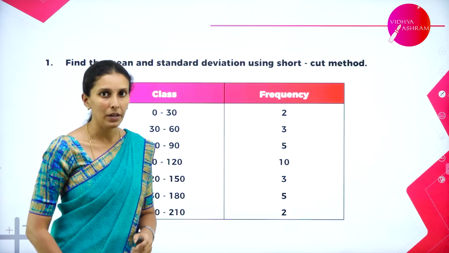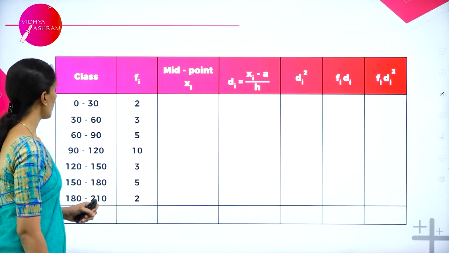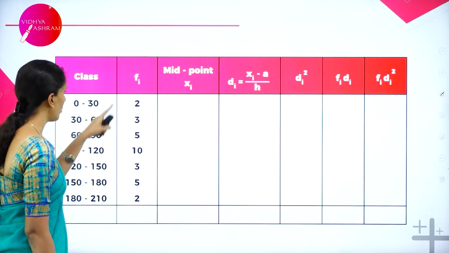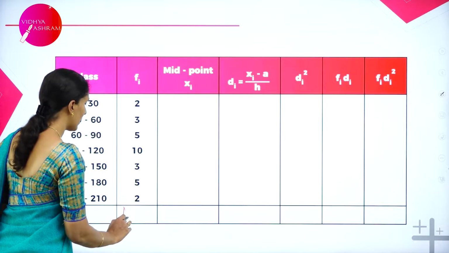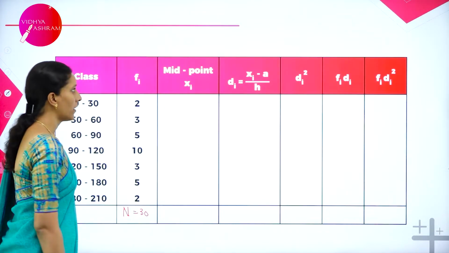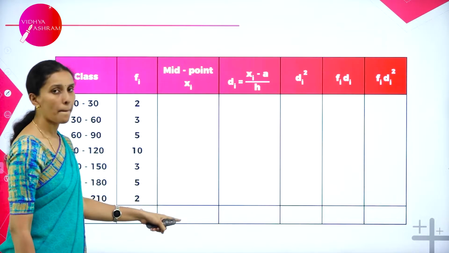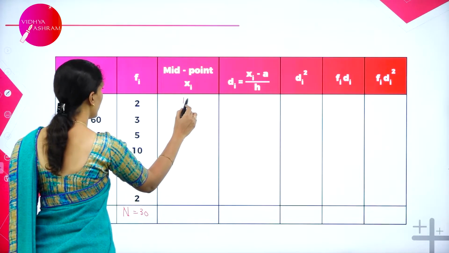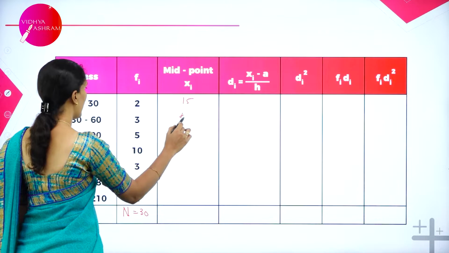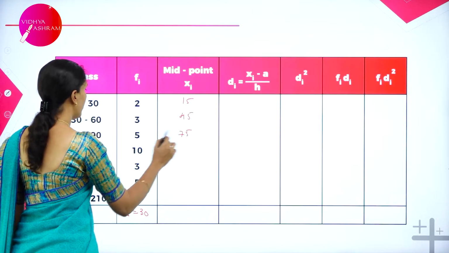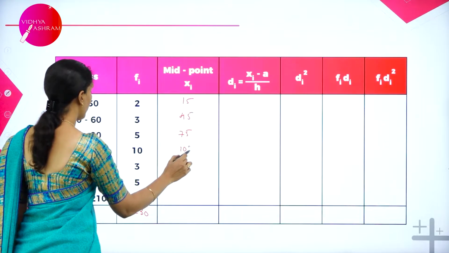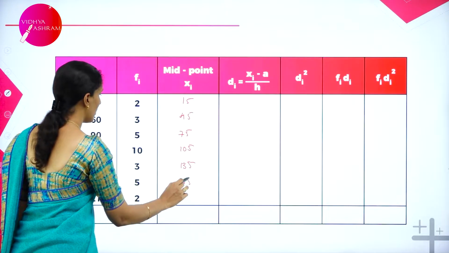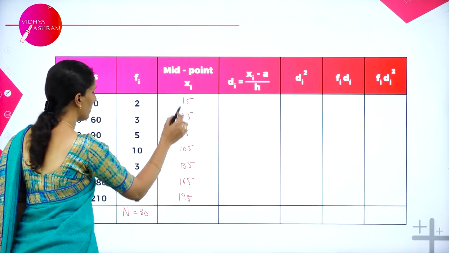Let's look at the table which we are going to calculate here. I have taken the class interval and the frequency. If you add all the frequencies, you will get n equal to 30. The next step is to take the midpoints. For 0 to 30, the midpoint is 15, then 45, 75, 105, 135, 165, and 195. So these are the midpoints.